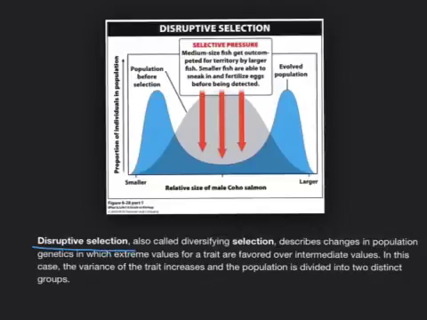Disruptive selection. Disruptive selection is the changes in genetics within the population in which extreme values for a trait are favored over the intermediate. So therefore, the variation of the trait will increase and the population will separate into two distinct groups.